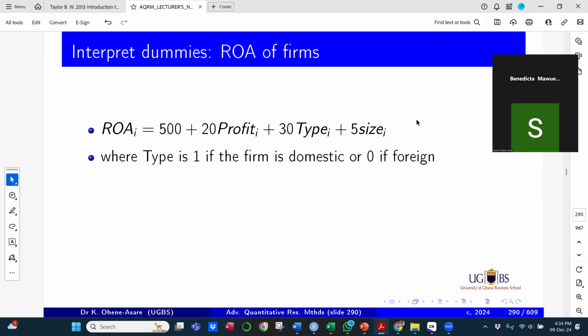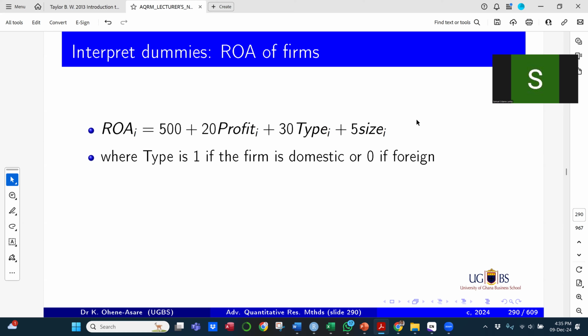Benedicta. Yeah, so on average, given size and profit, please can you hear me? Yeah. On average, given size and profit, if type, sorry, if... Okay, you've tried. Samuel. Type increases by 1 unit to increase. Okay, Benedicta. Thank you. Samuel.